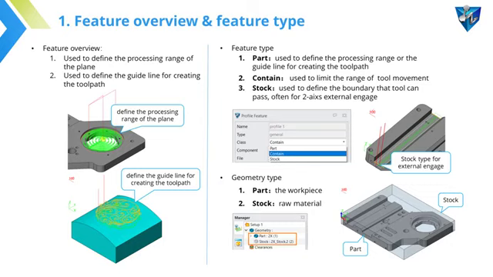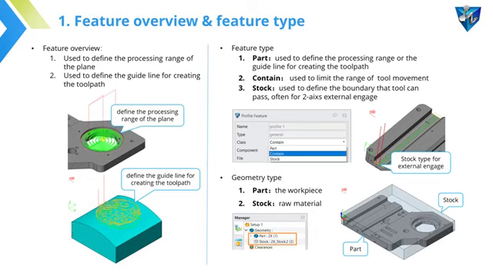The features in 2 or 3x CAM are used to define the processing range of the plane and define the guideline for creating the tool paths. These two images can help you better understand. The first one is to define the processing range of the plane, which means that GW3D will only generate a tool path within the profile. The second one is using the profile as the guideline to generate a tool path.